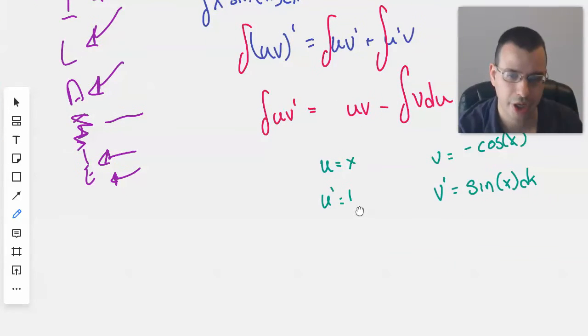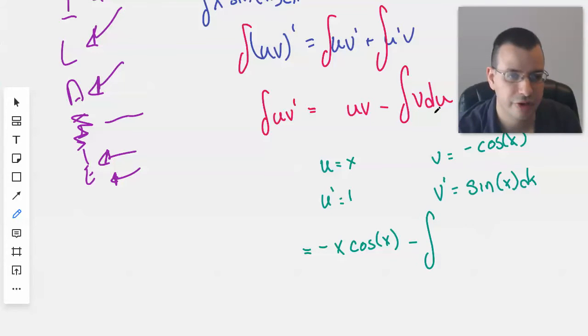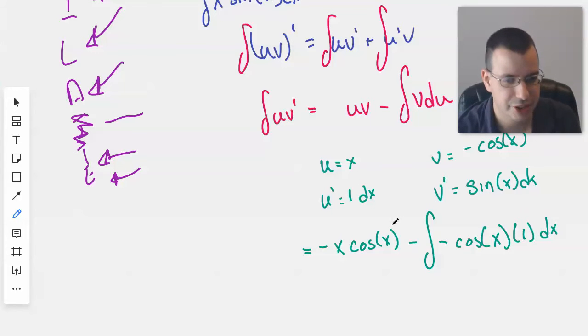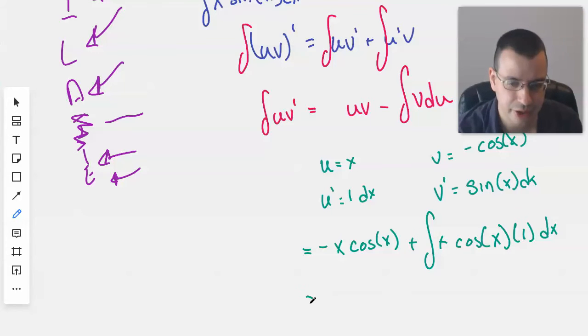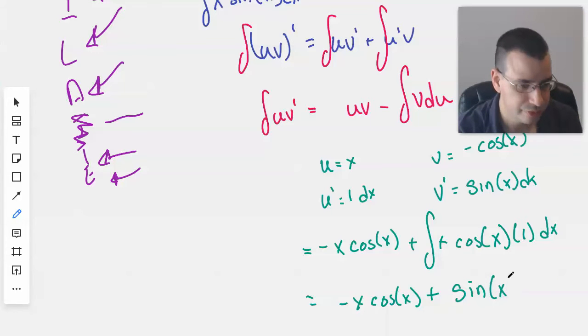u prime equals 1. Okay, use our formula real quick. So u is x, v is negative cosine of x, minus the integral of v, negative cosine of x, du, which is 1, and then it'll be a dx. There's supposed to be a dx there. Okay. Positive, positive, equals negative x cosine of x plus, and this would be negative sine of x.